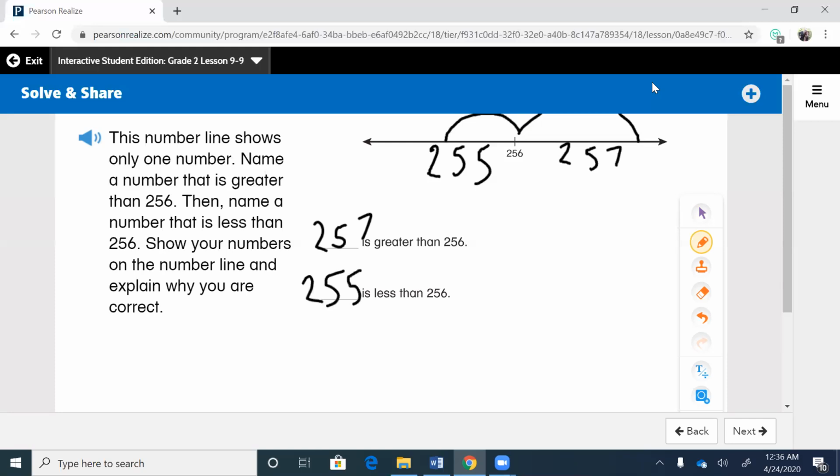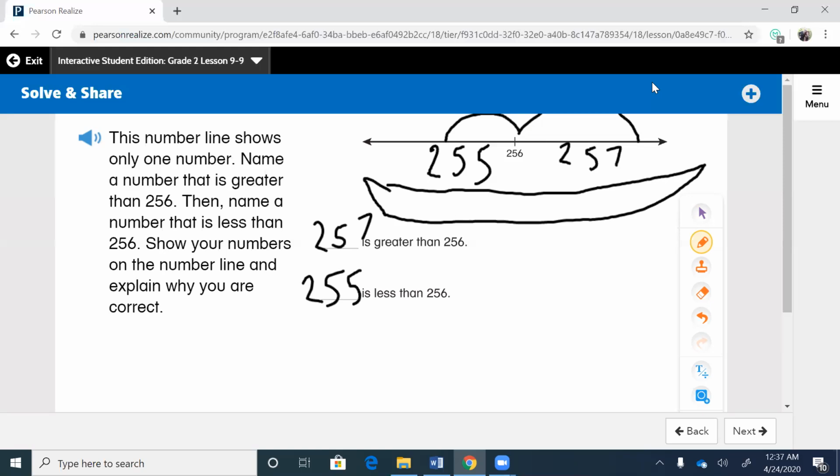So remember, on a number line, when you move this way, the numbers are getting bigger, right? When you go the other way, it's getting smaller.